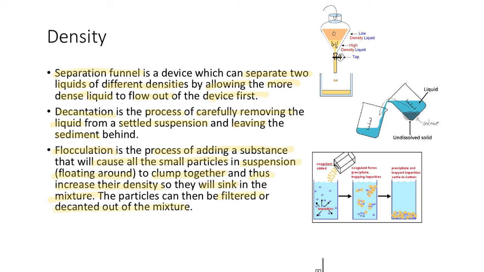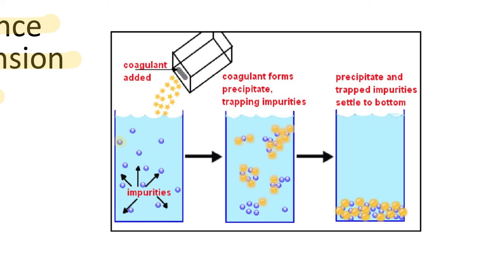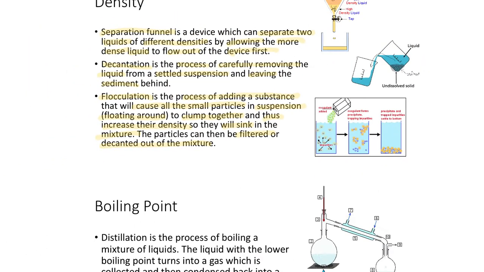So effectively, you've got a whole bunch of stuff floating around inside your solution that you don't want floating around. So what you do is you add your fancy coagulant, and then your coagulant or your flocculant grabs all of those impurities and makes them stick together. Because they are now heavier, because you brought them all together, they'll go settle down to the bottom, and then you can remove it however you feel like. Right? So that's flocculation.